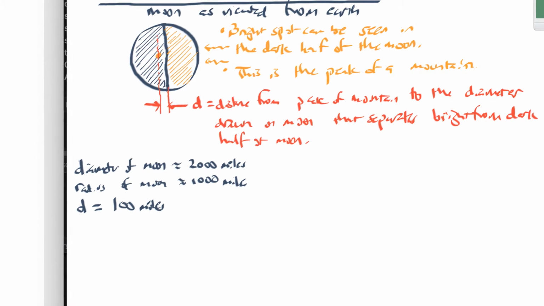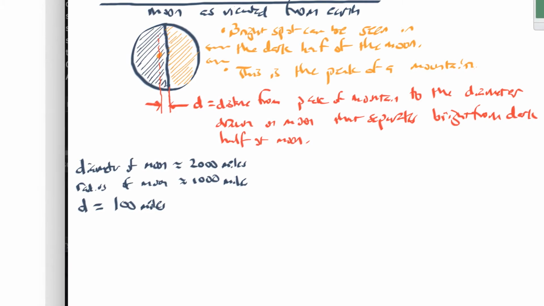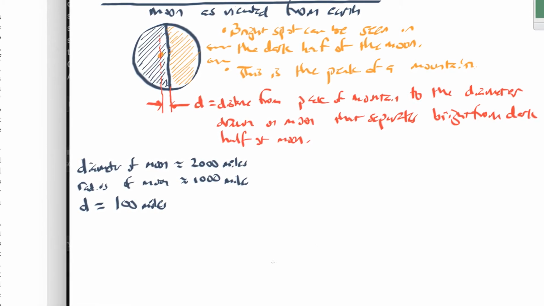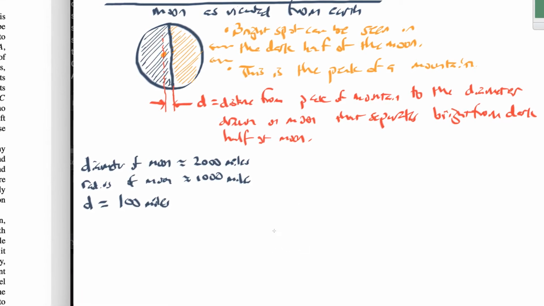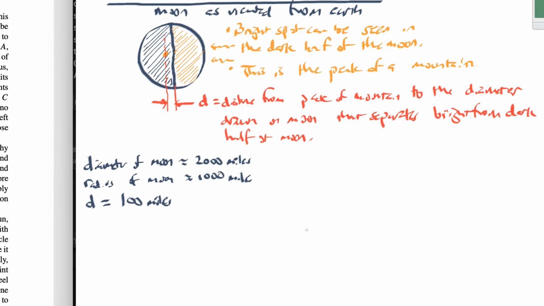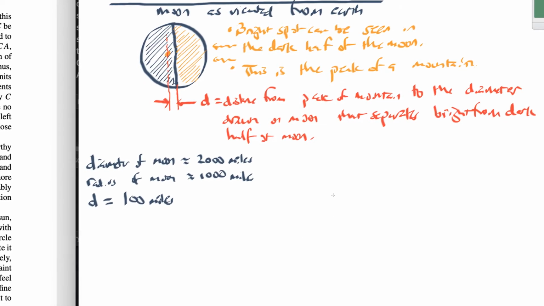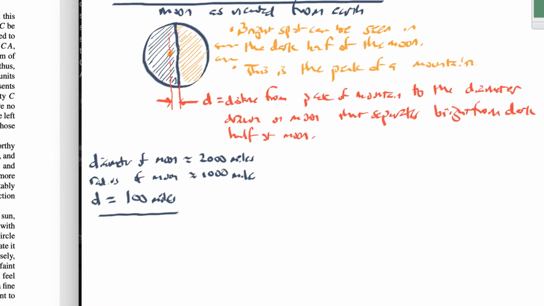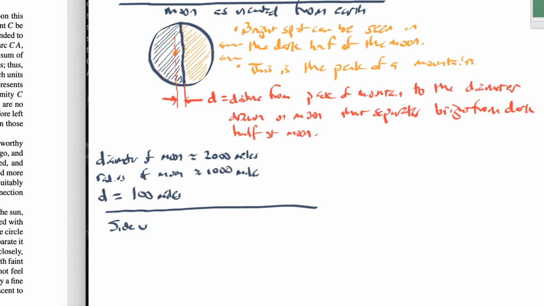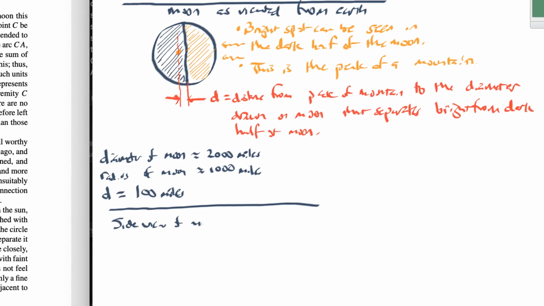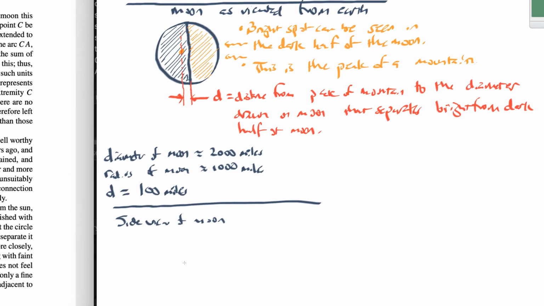Now this is going to be enough information to figure out exactly how tall that mountain is. So I'm going to draw another picture that is a view of the moon. Let's look again at a side view of the moon. This is going to look similar to the one above, but from the side.